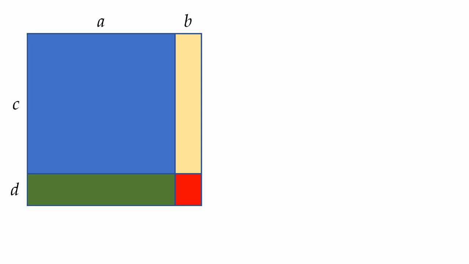The length of one of the sides of the rectangle is a plus b and the other side has length c plus d. In this case, we can say that the total area is the sum of each of the smaller rectangles. That is to say, the blue rectangle plus the yellow rectangle plus the green rectangle plus the very small red rectangle. This is AC plus BC plus AD plus BD. If we sum all of these up, the total area of the rectangle is AC plus AD plus BC plus BD.